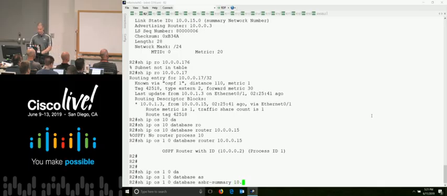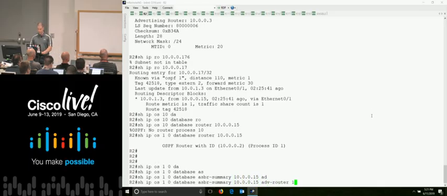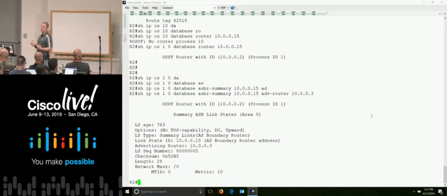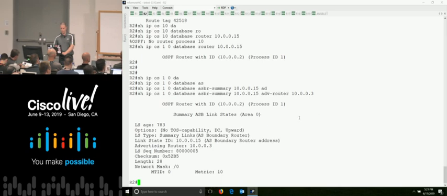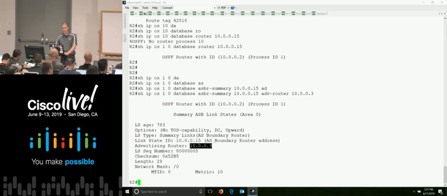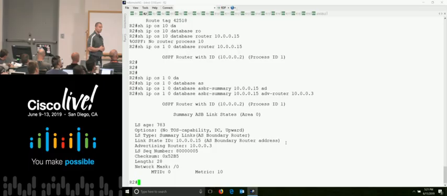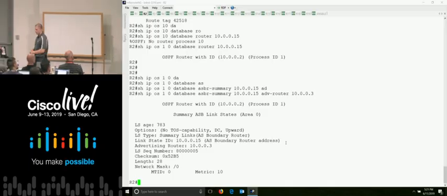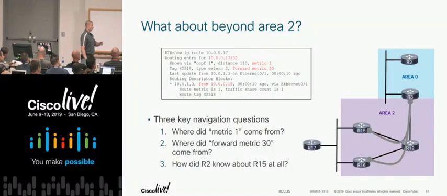So the specific router I'm looking for is R15, and it should have been originated by the ABR, which was R3. The metric is irrelevant right now, so don't get focused on that. But this just lets us know that R15 exists in the network. It was originated by R3, and the ASBR router address is the .15. This is the answer to our third question. So we answered all 3.